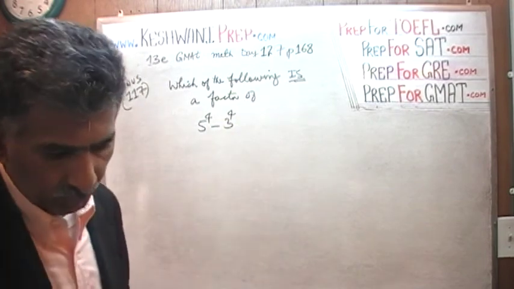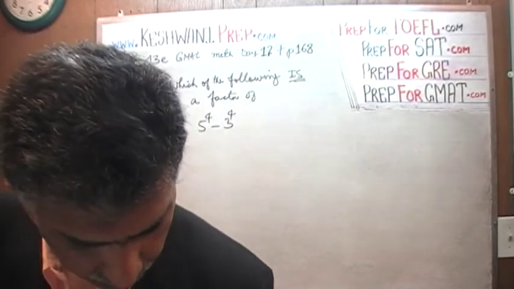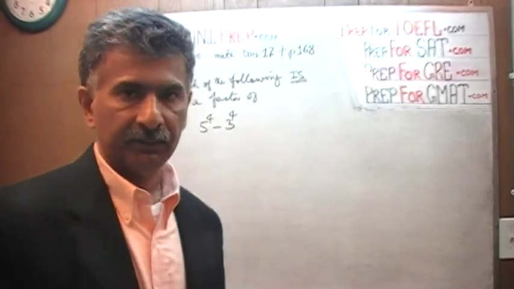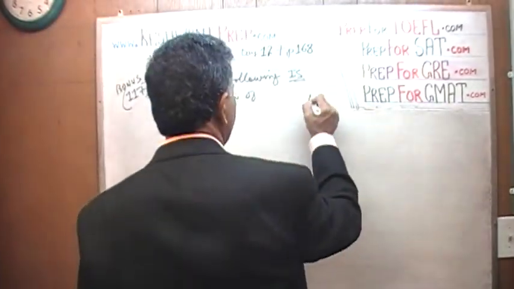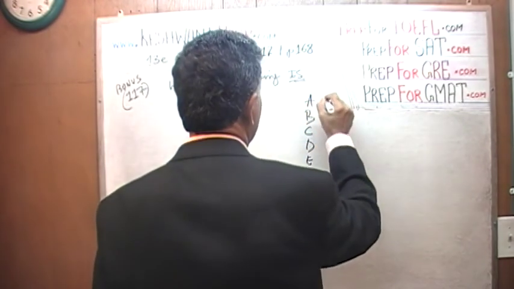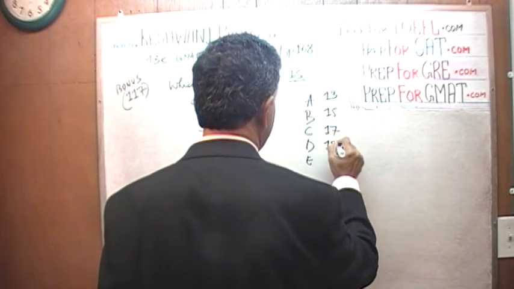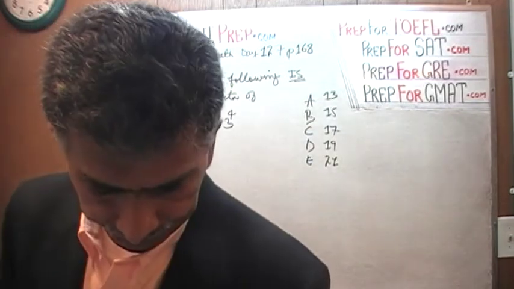Now, problem number 117 in the book actually says which of the following is not a factor. Here it says which of the following is a factor, and here are the answer choices: A, B, C, D, and E: 13, 15, 17, 19, and 21. Let's go ahead and do it together, shall we?